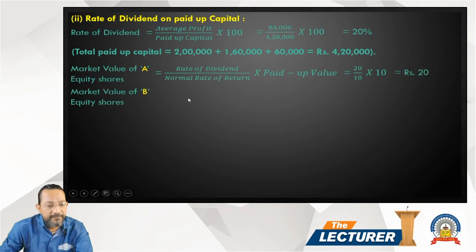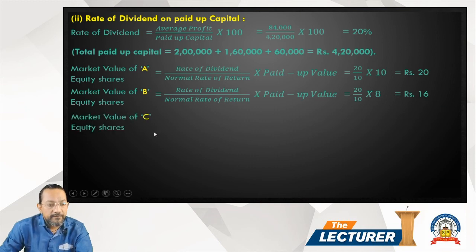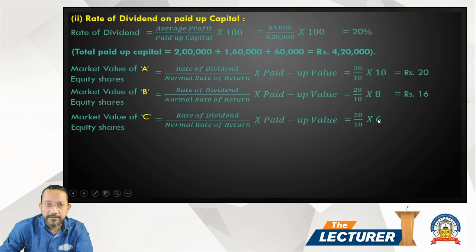So 20. Market value of B equity share, the same formula applied, but in case of B equity shares the rate is 20, normal rate 10 and paid up value is 8. 2 is uncalled. So the value is 16. And market value of C equity share is rate of dividend divided by normal rate of return into paid up value. It comes to 20 divided by 10 into paid up value 6. 4 is uncalled amount per share. So it comes to 12.